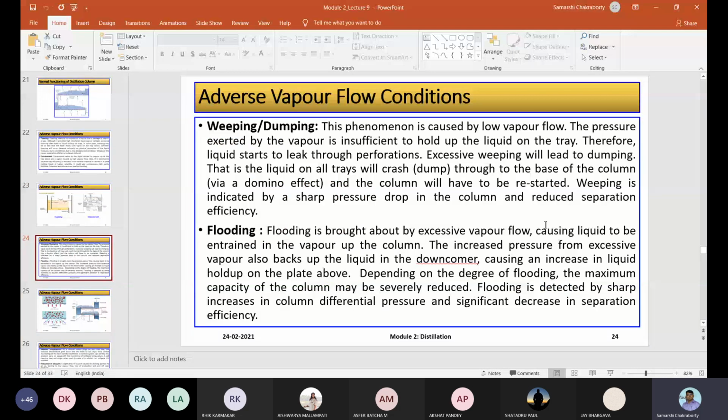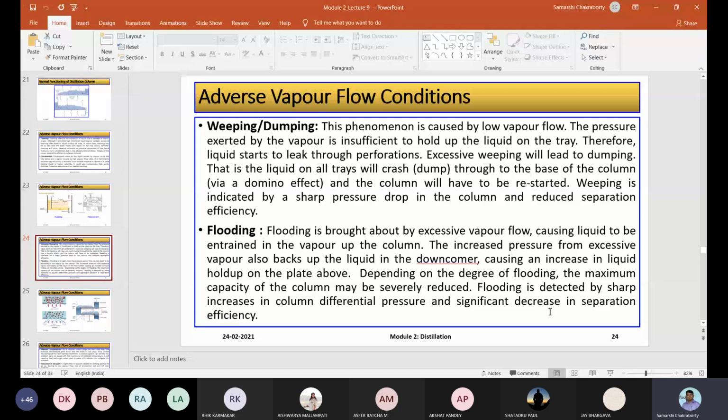Flooding is brought about by excessive vapor flow causing the liquid to be entrained in the vapor up the column. The increased pressure from excessive vapor also backs up the liquid in the downcomer, causing an increase in liquid holdup on the plate above. Depending on the degree of flooding, the maximum capacity of the column may be severely reduced. Flooding is detected by a sharp increase in column differential pressure and a significant decrease in separation efficiency.